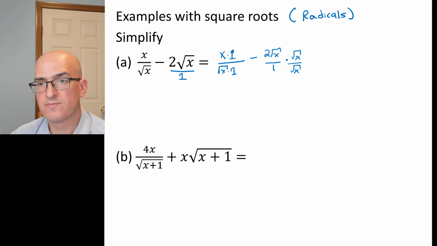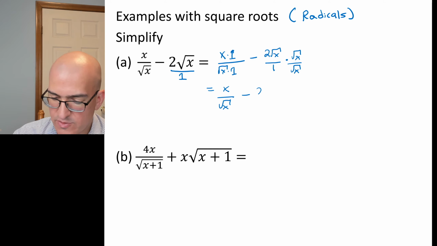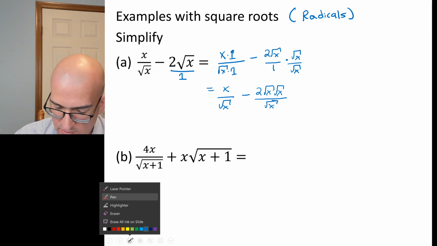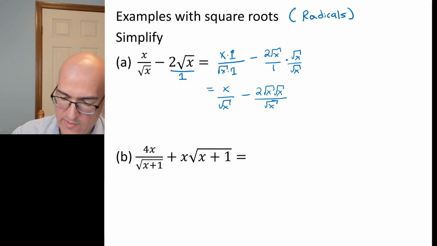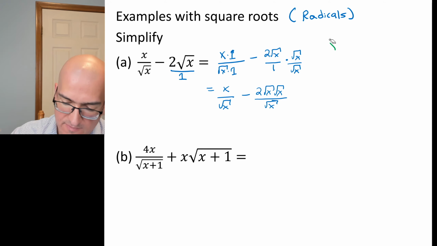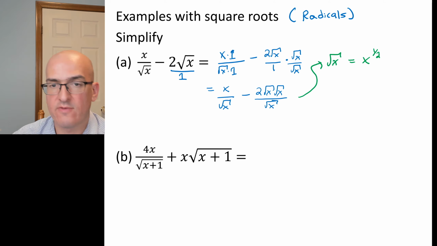And we can simplify. I have top times top, so x over root x minus 2 root x times root x over root x. Now we have to use another rule that we've already learned about inside this video, but in a way that we haven't used it yet. That's square root of x equals x to the power of 1/2.